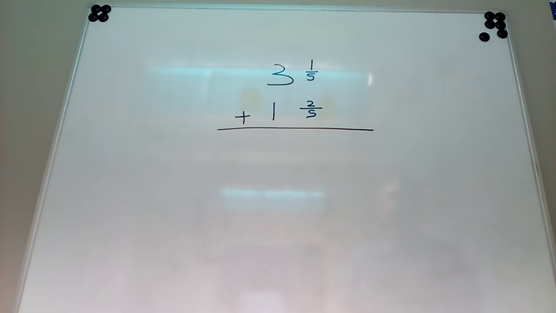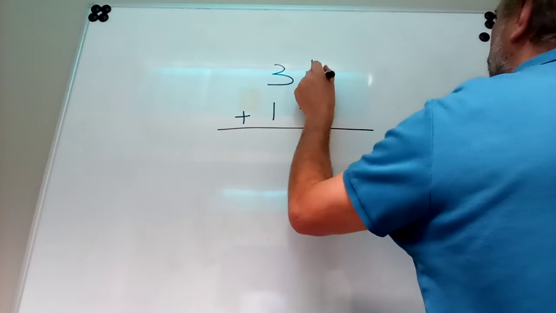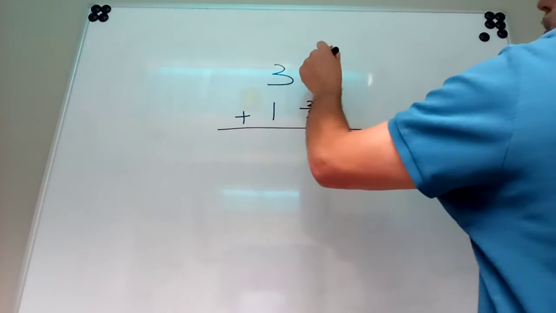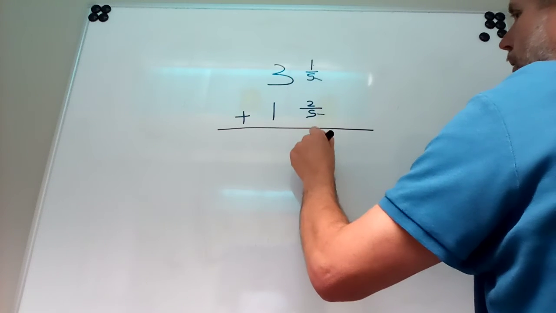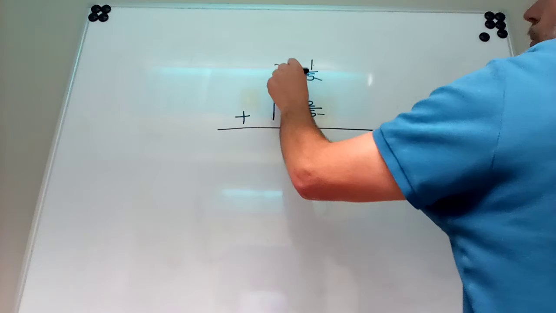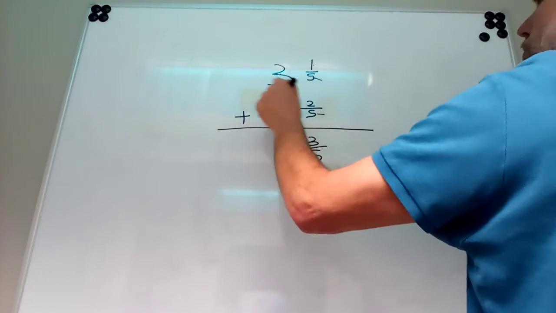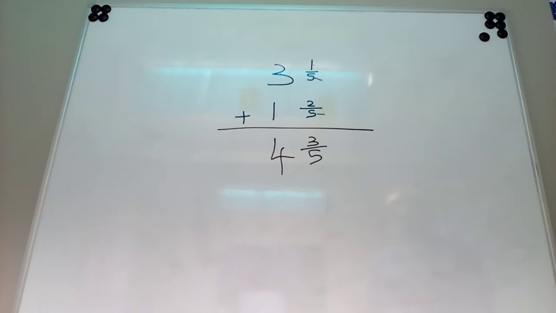So can we add those together? Well, since we have a common denominator, that means our denominator is the same, then yes, we can add them together. So we add this together. 1 plus 2 is 3, so we get 3/5, and then we add our whole part of the number. This is the fraction part, this is the whole part. 3 plus 1 is 4. So our answer would be 4 and 3/5. That's how you would add those two together.